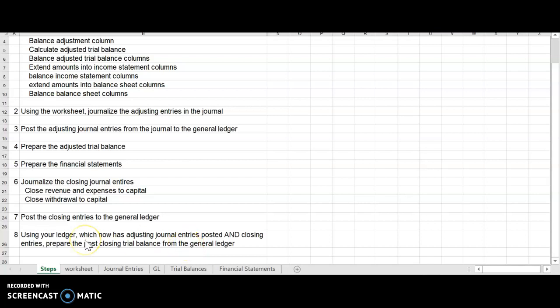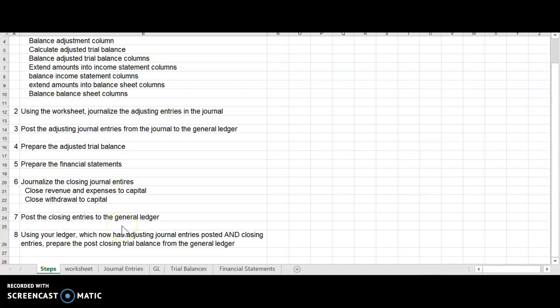Okay, so we've made it to video 8, our final step, and this is where we will be preparing our post-closing trial balance. So what we always do is journalize, post, and trial balance. So this time is no different. We journalized our closing entries and posted them, so now we have to prepare what we call our post-closing trial balance. And this will help make sure that our ledger is still in balance.